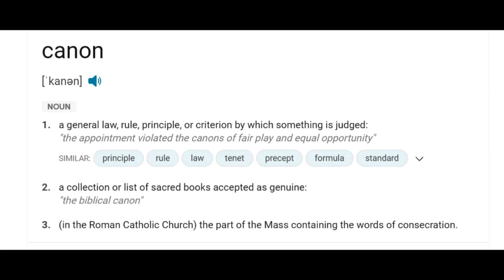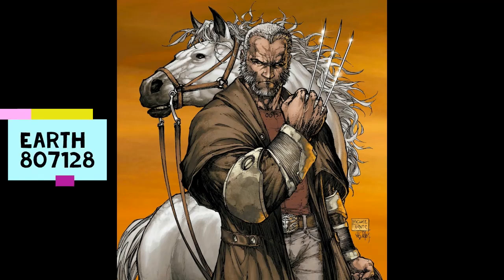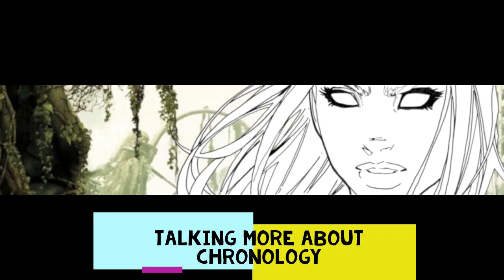So, just to dive into that for a second, Old Man Logan, which is a future story about the Marvel Universe. That is a particular story in a particular Marvel multiverse. Whether or not it's canon is a conversation for another time. So that's continuity, chronology, and canon kind of broadly explained.